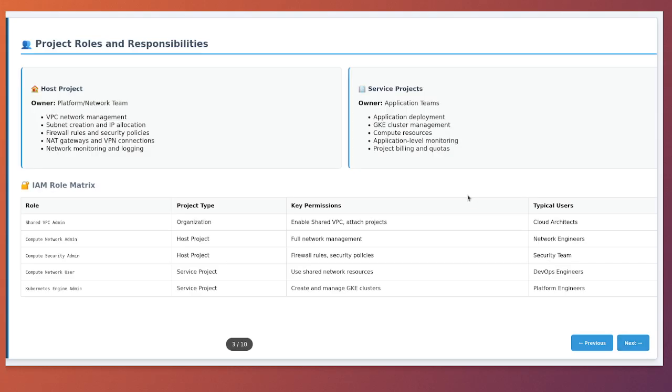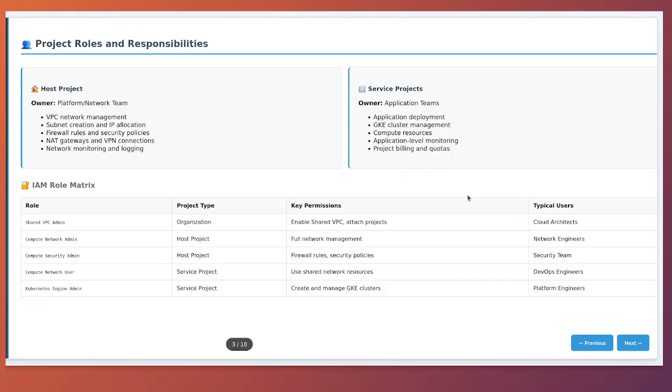Project roles and responsibilities. Understanding the different project types and their roles is crucial for successful Shared VPC implementation. Let me walk you through each component and who typically manages what. The host project is managed by your platform or network team. They are responsible for the core networking infrastructure, creating subnets, managing firewall rules, setting up VPN connections, and ensuring overall network security. Think of them as the network landlords.